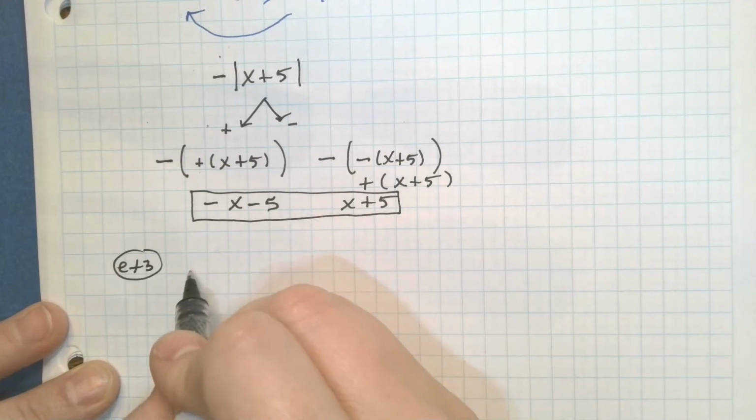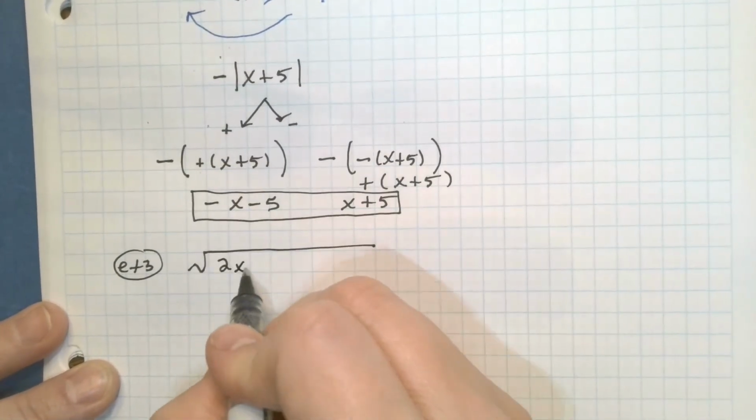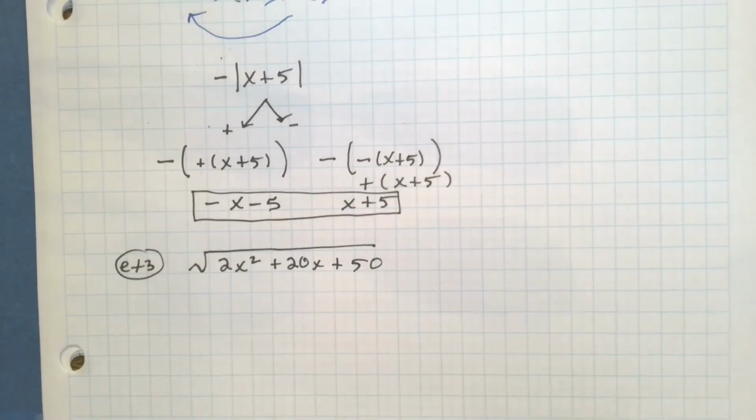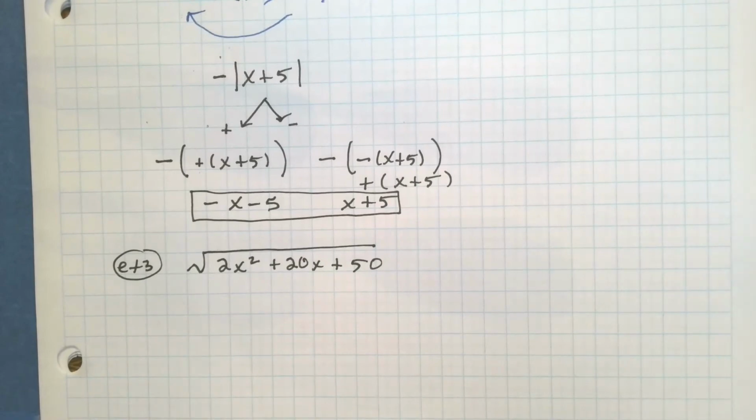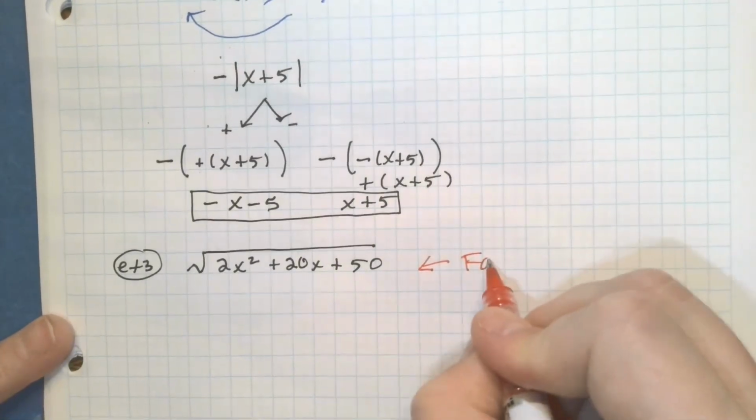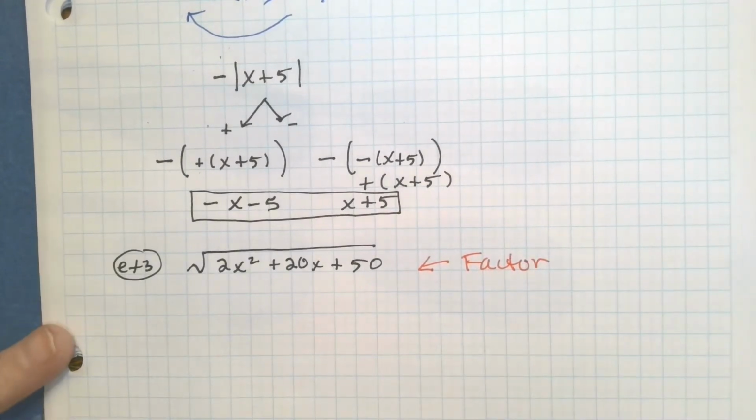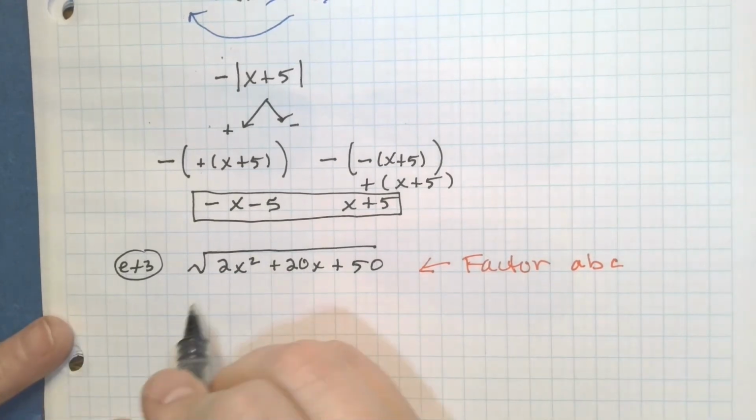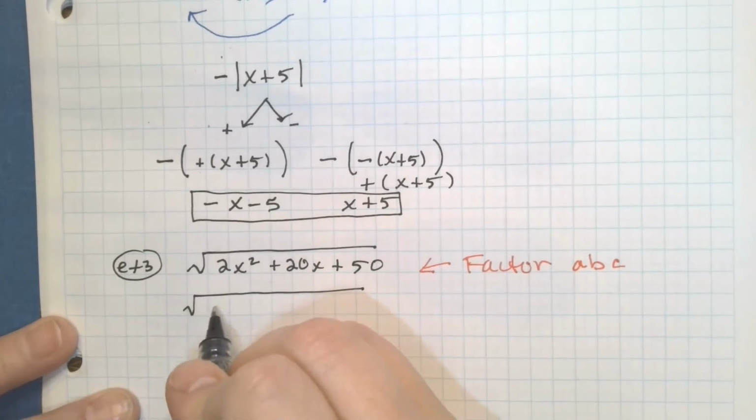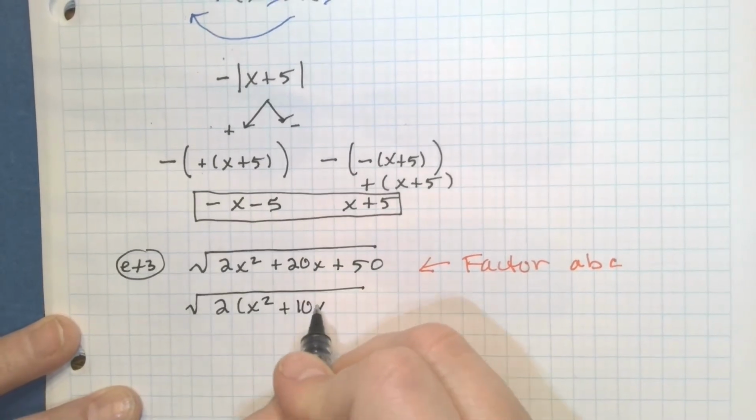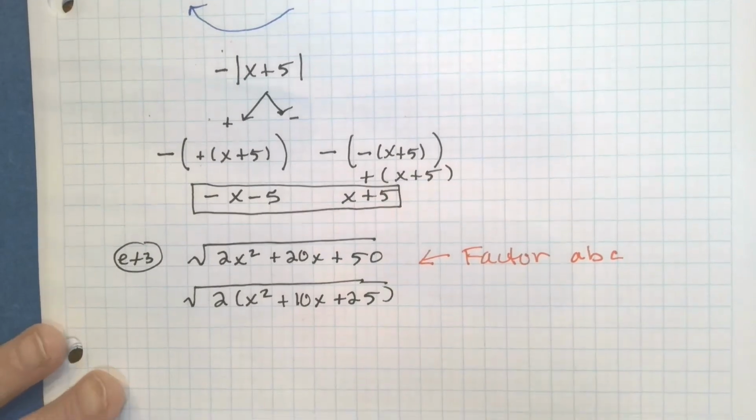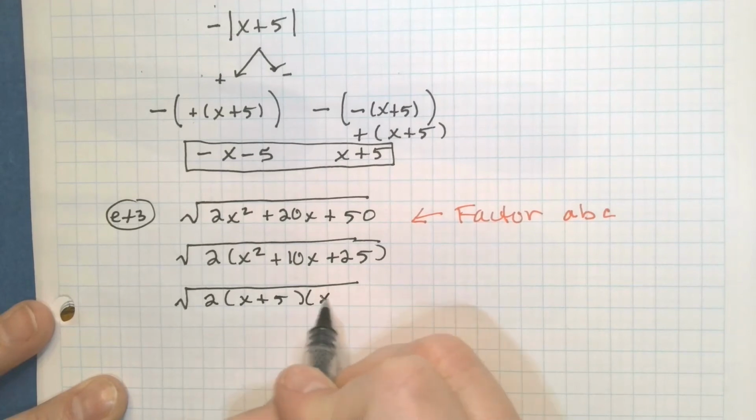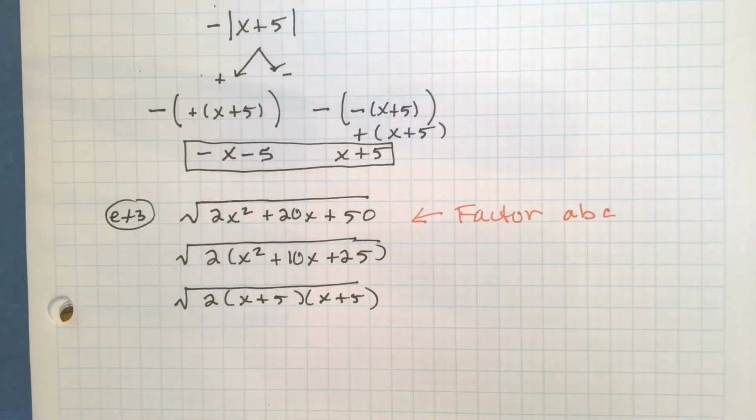All right, example 3. The square root of 2x squared plus 20x plus 50. Now, because of all the pluses in this trinomial, you need to factor it so that it can be simplified. Since it's a trinomial, we can do regular ABC factoring on this. So we can divide a 2 out of all three of those numbers. That leaves us with x squared plus 10x plus 25. Factoring that trinomial, we get x plus 5 times x plus 5. So there we have it factored.